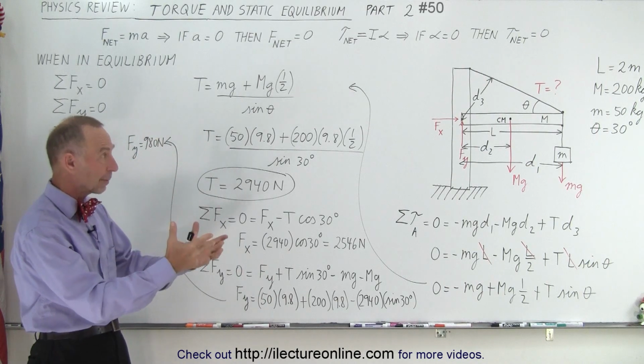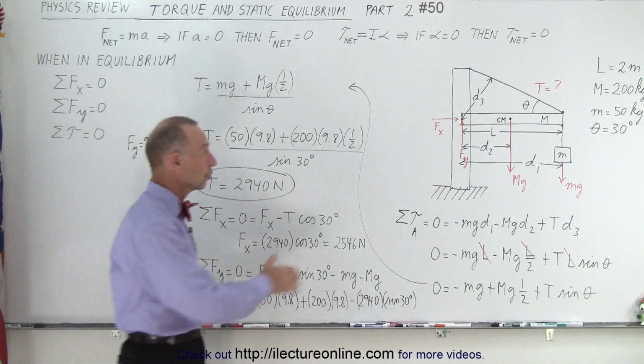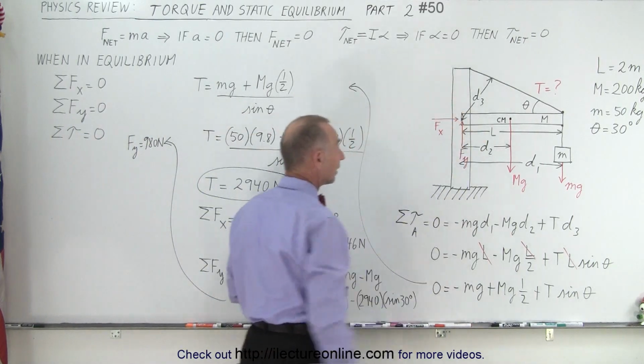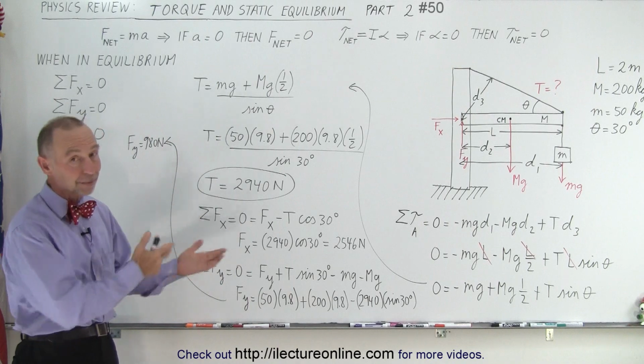So this is a very typical type of problem that shows you how to find, first of all, the tension in the string to keep it from swinging, and secondly, the forces on the pin where the whole beam is rotating. And that is how it's done.